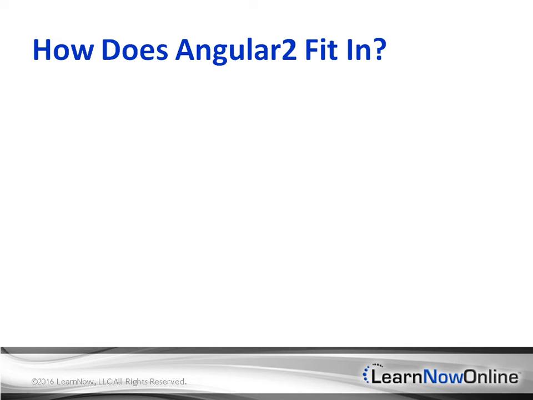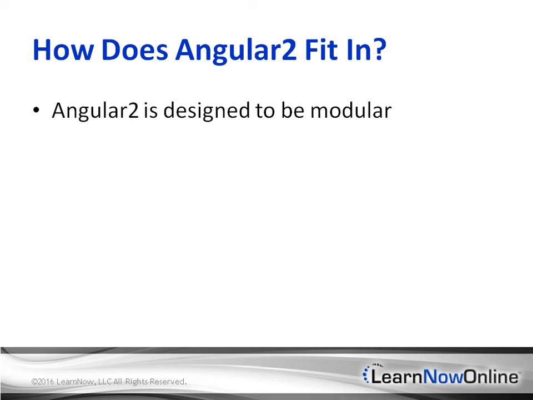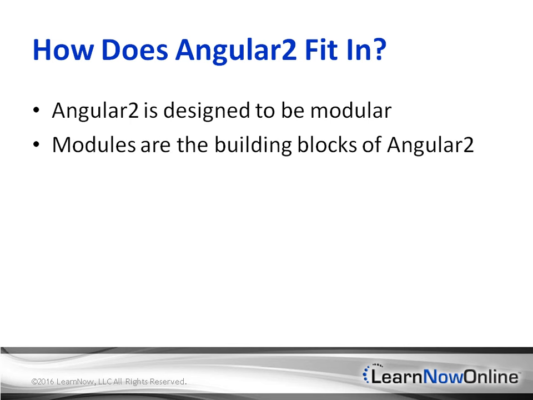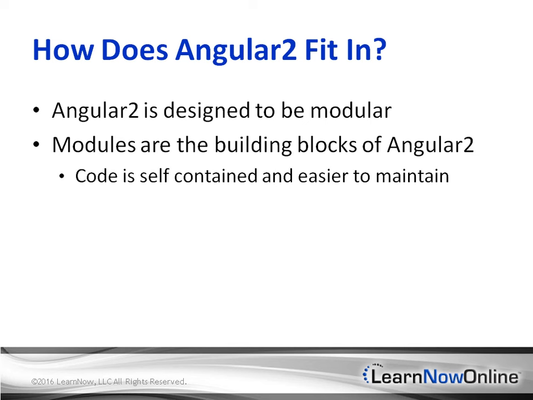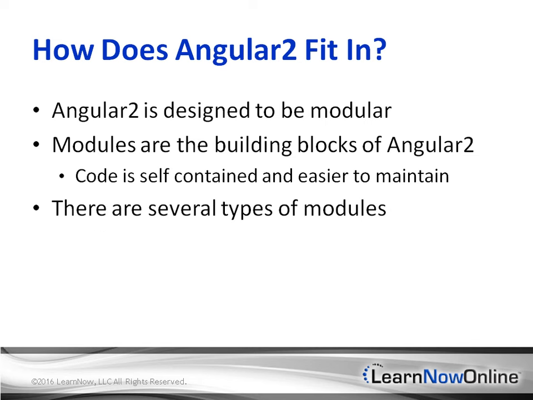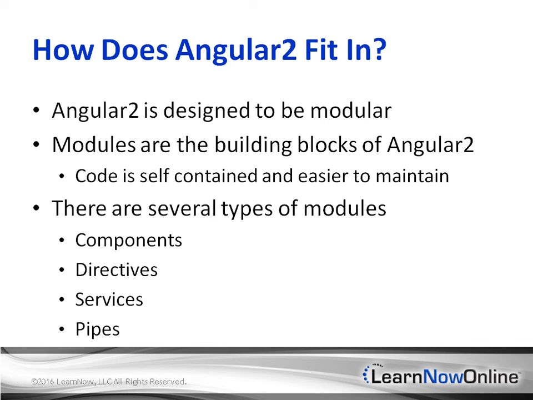How does Angular fit into this? Well, Angular is designed to be modular. And really, modules are the building blocks of Angular 2. What does that mean? Well, it means that the code that you write inside of a class or a module is self-contained. It means the code within one module doesn't affect the code within another module. Historically, JavaScript has had a problem with global variables that can run into each other, and you had to be very careful in creating those variables. Angular's designed with modularity in mind so that the global variables are avoided. As we go through this course, you'll see that there are several different types of modules available to you: components, directives, services, and pipes.